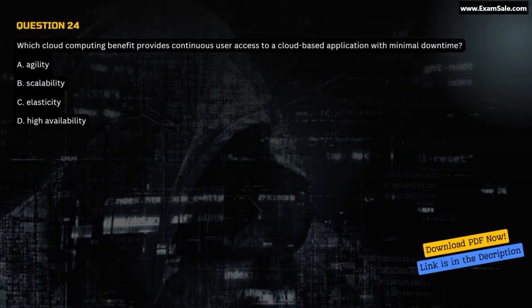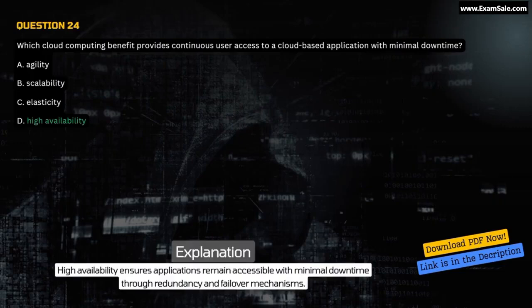Question 24. Which cloud computing benefit provides continuous user access to a cloud-based application with minimal downtime? A. Agility. B. Scalability. C. Elasticity. D. High availability. Correct answer D. High availability. Explanation. High availability ensures applications remain accessible with minimal downtime through redundancy and failover mechanisms.